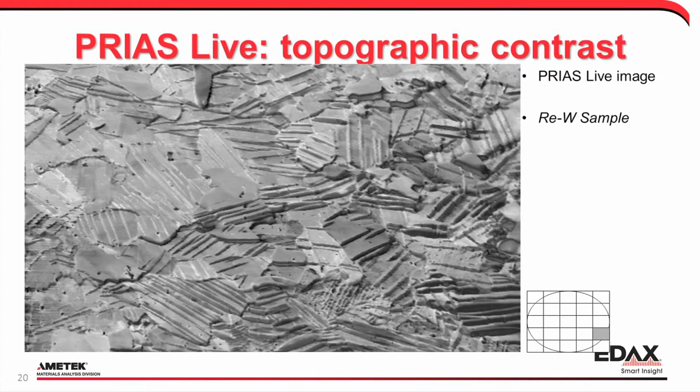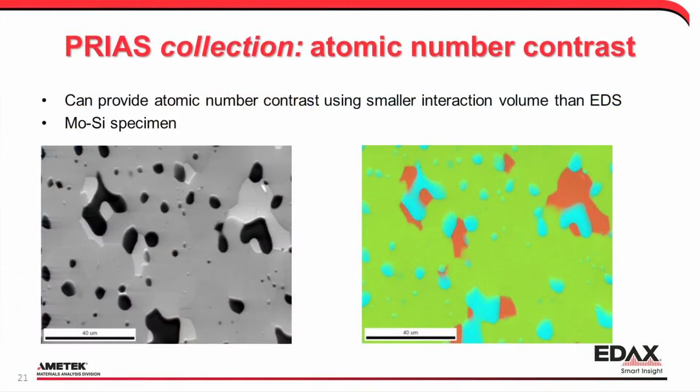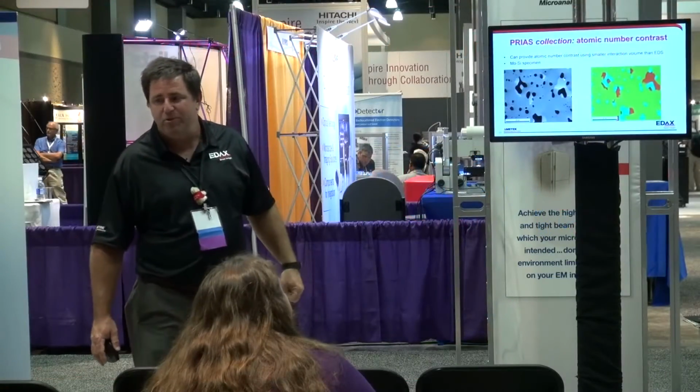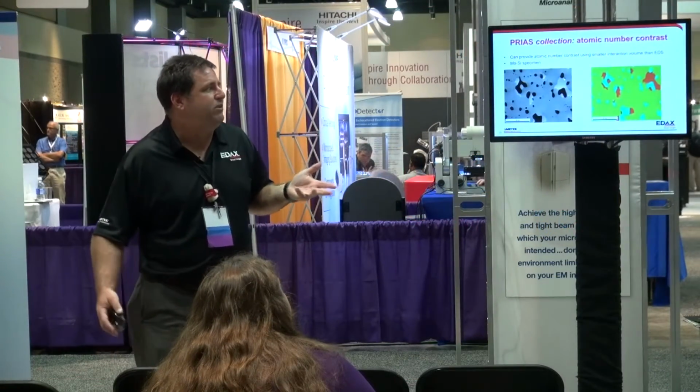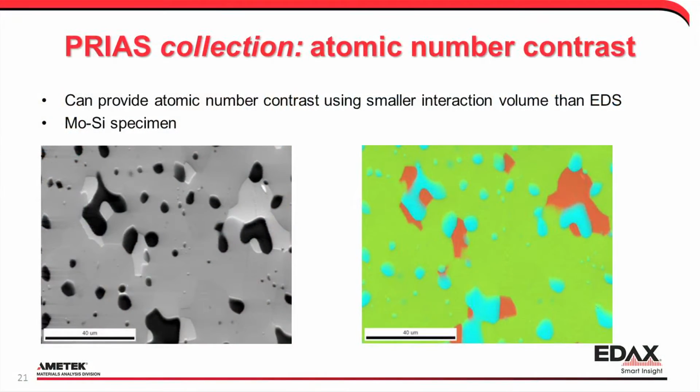And then we can see atomic number contrast. So this is a PRIAS grayscale image showing the atomic number contrast versus a phase map. We see there's some nice correlation between the two, very similar to what you'd expect from general backscatter type imaging. But we feel like we're able to isolate those contrast mechanisms pretty easily.